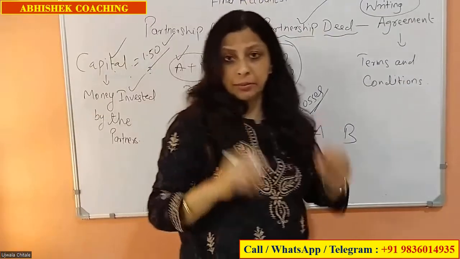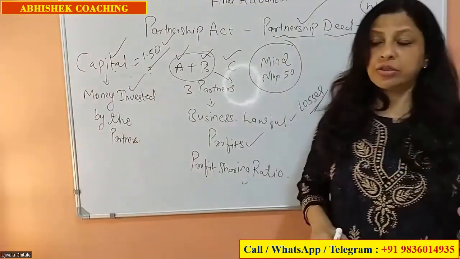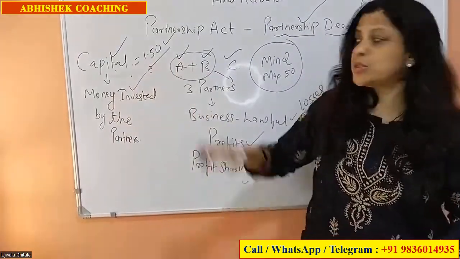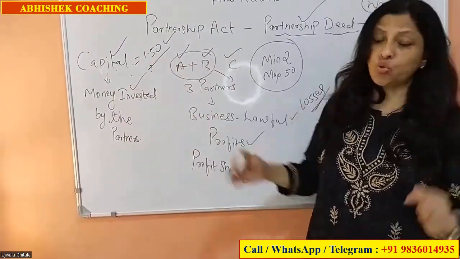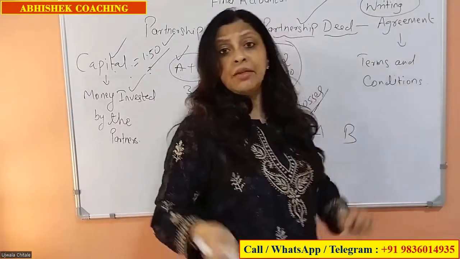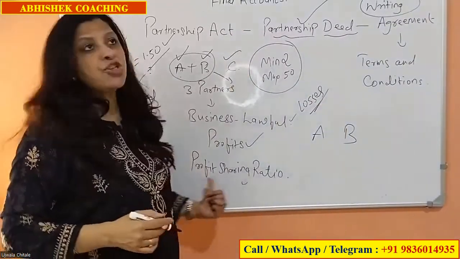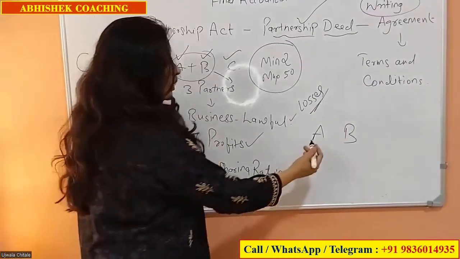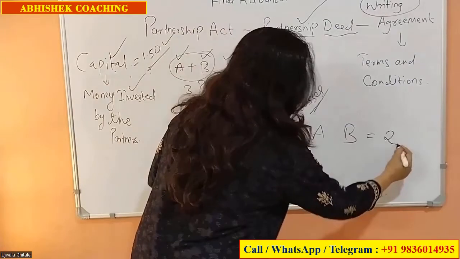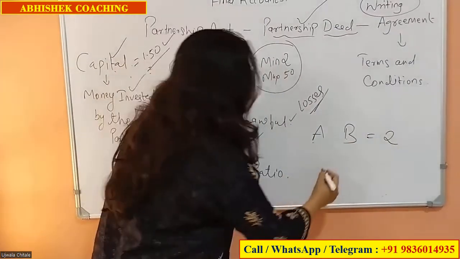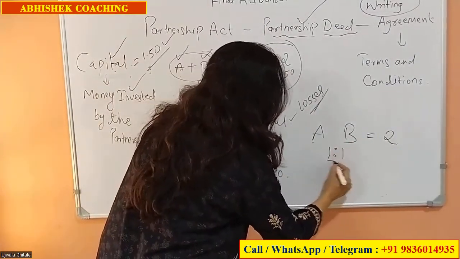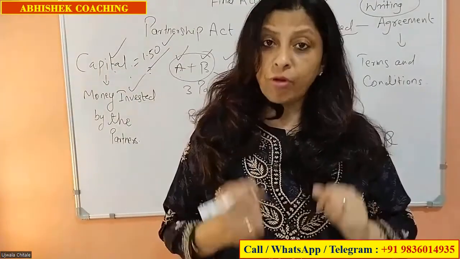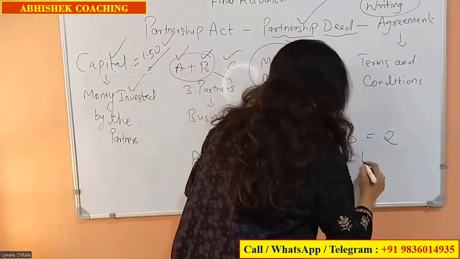In this deed or agreement, everything will be mentioned. Mr. A is bringing, let's say, 50,000 capital, Mr. B is bringing 50,000 capital, and so on. Plus, the agreement will mention the profit sharing ratio amongst the partners. It is possible that when there are only two partners, A and B, they may share their profit in a 1:1 ratio. That is, they are sharing the profits equally. We call them equal partners.